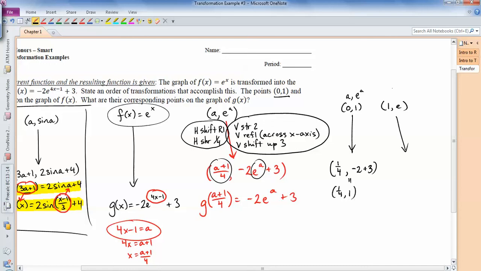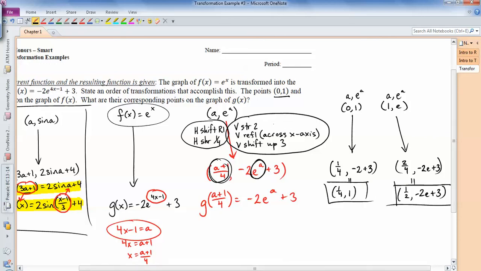Over in this one, now my general point, a, e to the a, is (1, e). So this is my new a and my e to the a right here on the original function, and I have to figure out where that point ends up. So if a is 1, then that moves to (1 plus 1)/4, so 2 over 4. And then e to the a is e, so this becomes negative 2e plus 3, and then you could simplify that if you want to, (1/2, negative 2e plus 3). So here's what happens to those 2 points if you apply these transformations that we figured out. Okay, I hope that helps some.